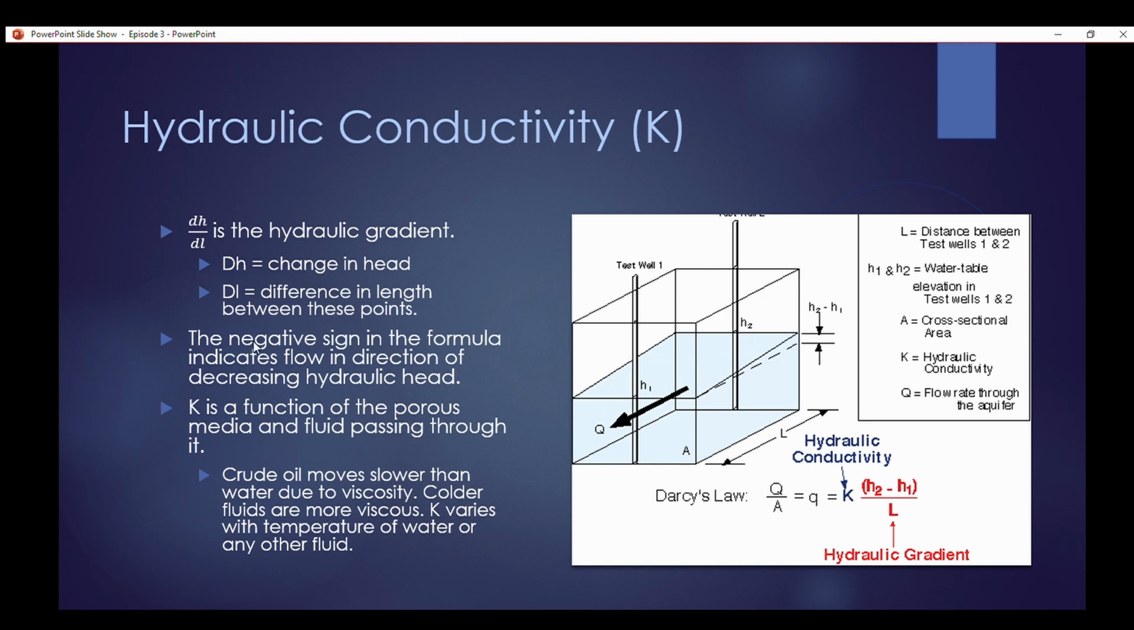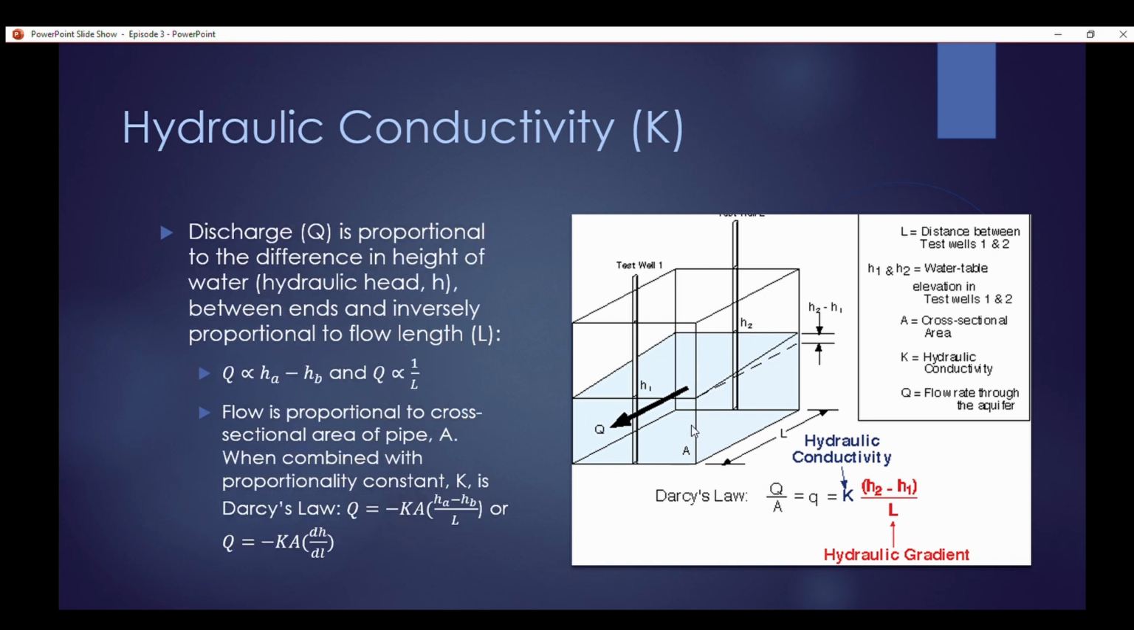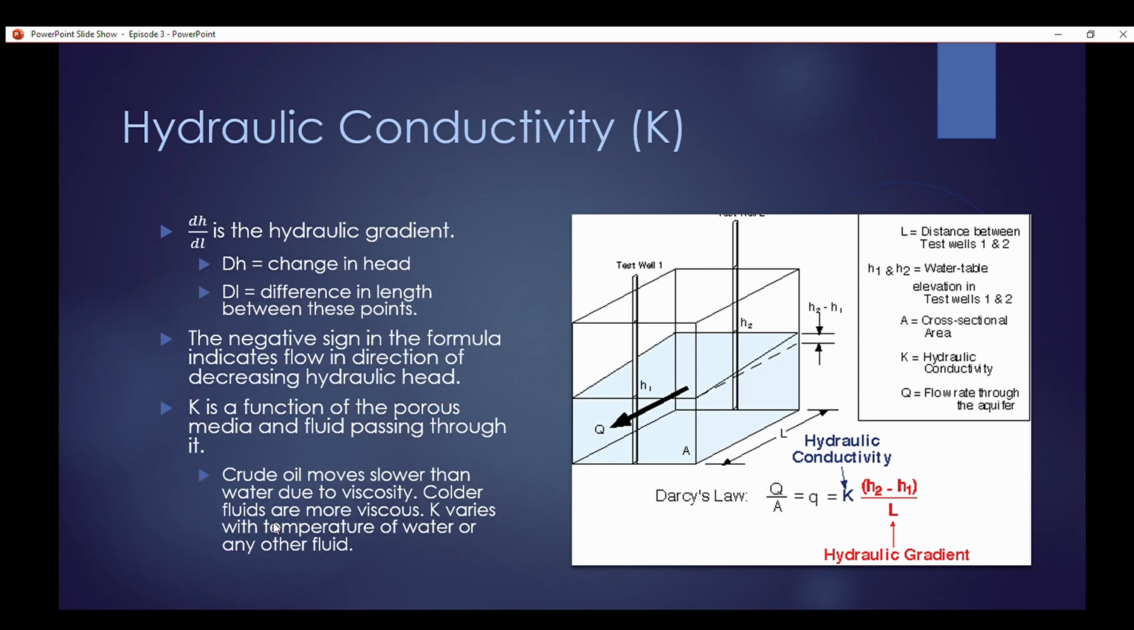And then the negative sign, as you saw, the negative sign right here in this formula basically indicates the flow is in the direction of decreasing hydraulic head, which is how water flows in the subsurface, and typically on the surface too. You have high head over here, flows this way.